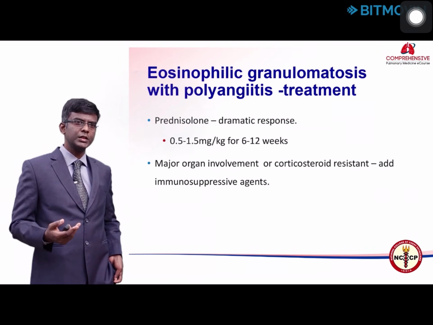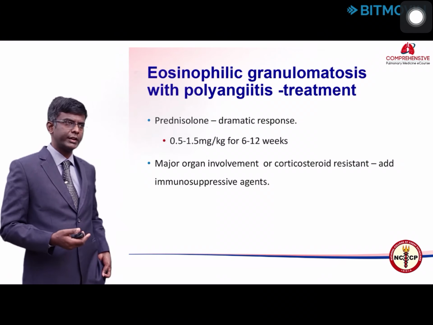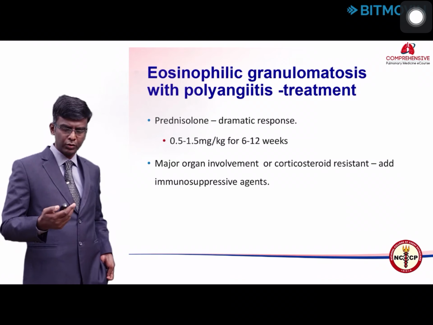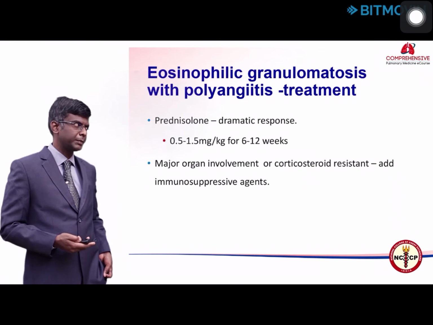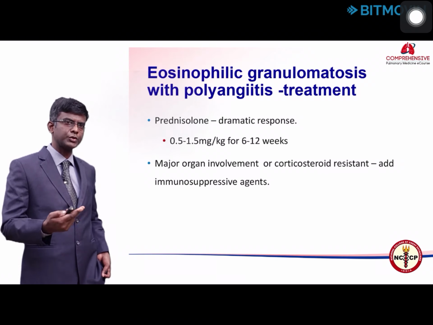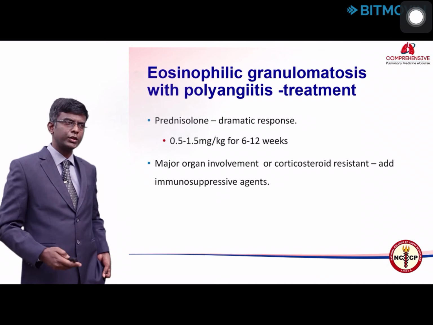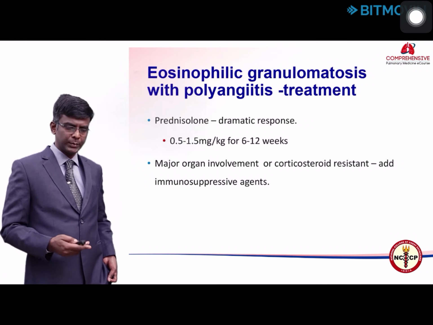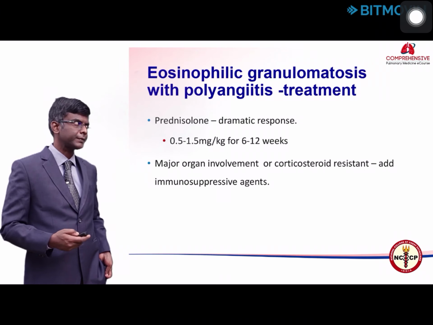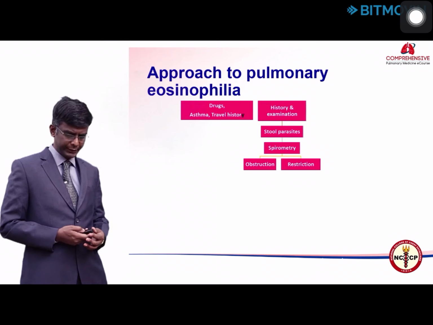The treatment of EGPA is prednisolone, steroids, and the response is usually dramatic. You need to give the treatment for 6 to 12 weeks, and depending on the response, you need to taper. If there is major organ involvement or the patient relapses or there are corticosteroid resistant cases, you need to give an additional immunosuppressive agent like azathioprine or cyclophosphamide. So how do you approach a patient presenting with pulmonary eosinophilia?